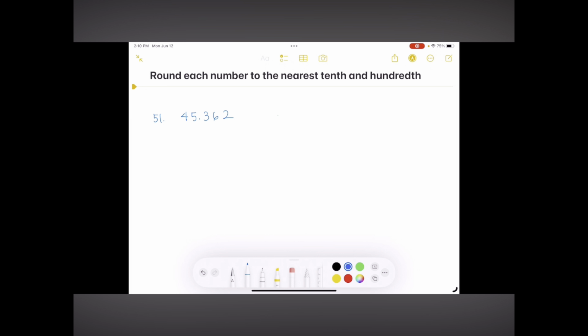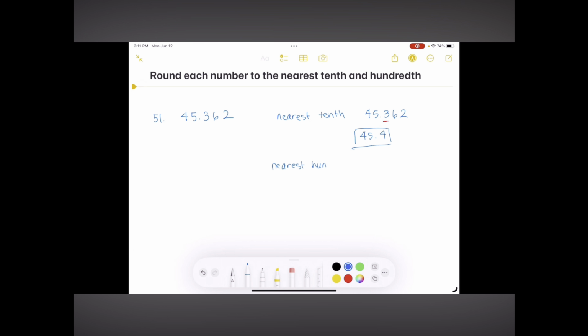45.362. So the nearest tenth would be where the digit 3 is. And we look to the next digit to the right, which is 6. And 6 is greater than 5, so we need to round up. So the nearest tenth would be 45.4.